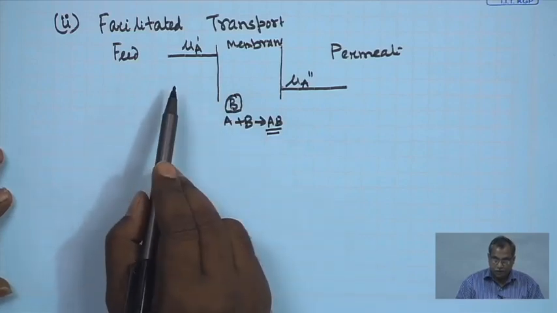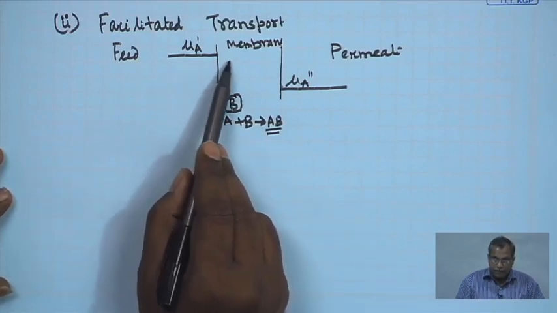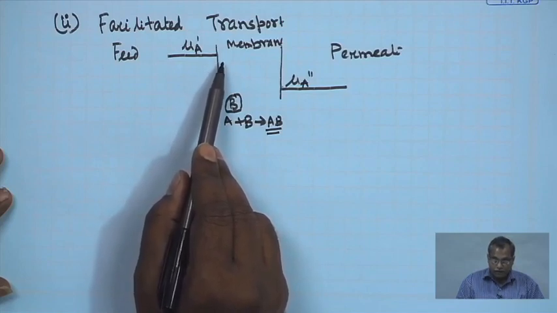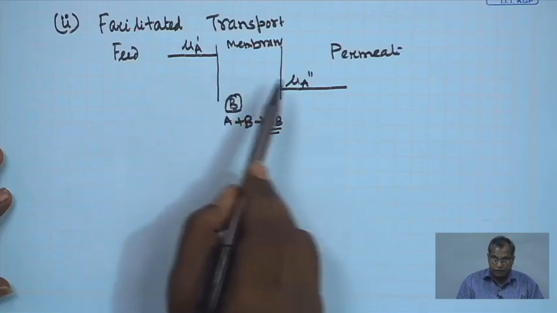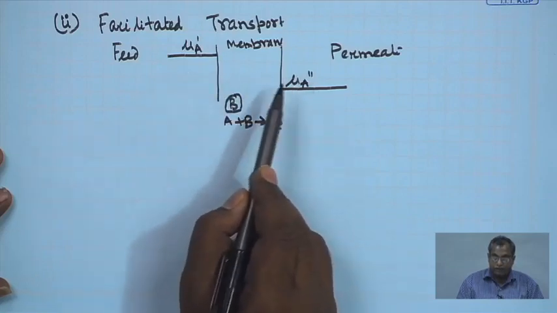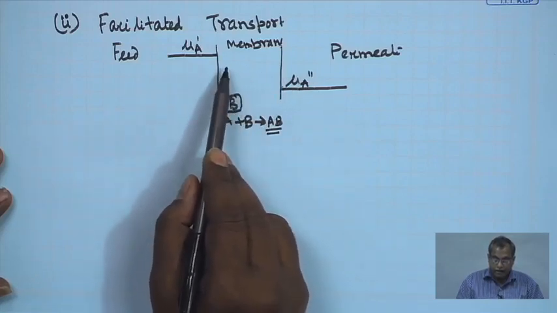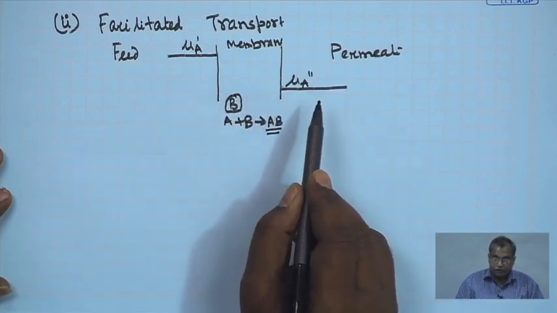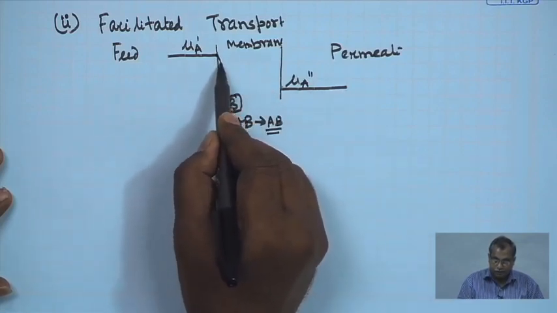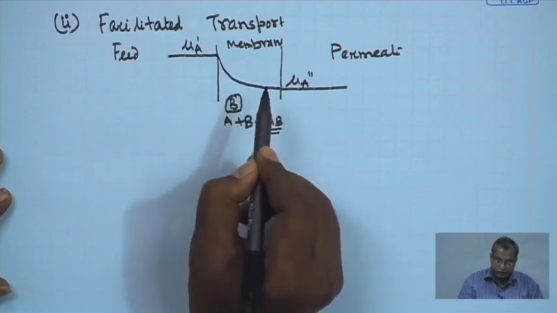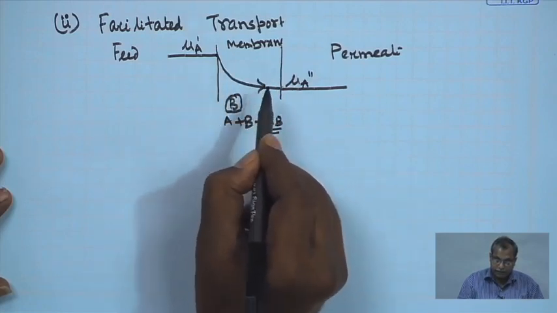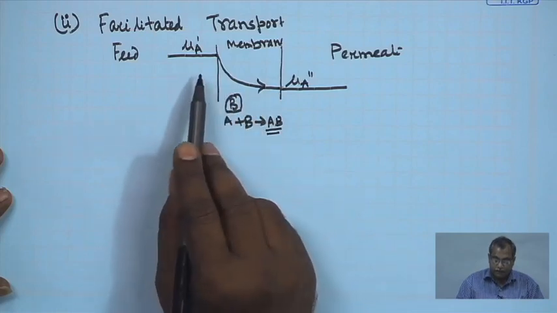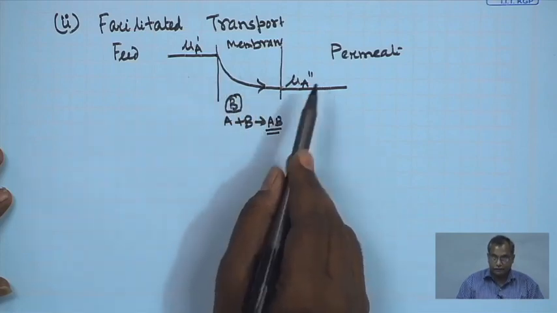Now, the complex A B is formed, and A B is not allowed to come out of the membrane either into the feed side or into the permeate side, so A B does not have any concentration in the permeate side. Therefore, because of the concentration gradient, it will be transported by diffusion through to the permeate side, and it facilitates transport of A from the feed side to the permeate side.